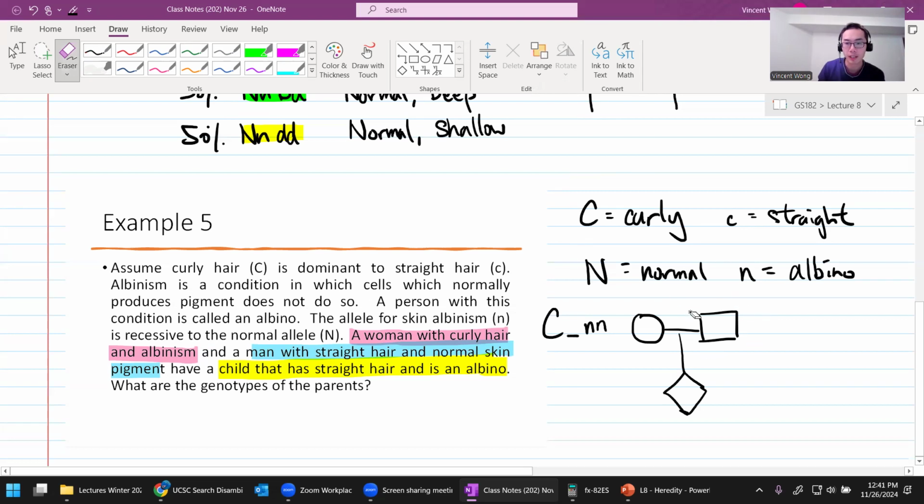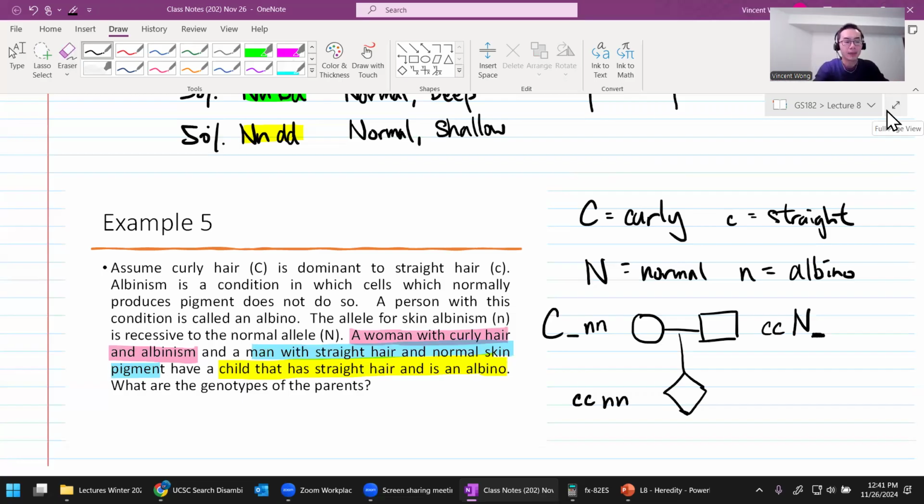Now, for the man, he has straight hair. Straight hair is recessive, so he must be small c, small c. And then he has normal skin pigment. Once again, we don't know if he is big N, big N, or big N, small n. It's one of them. Let's take a look at the kid. The child has straight hair, which is small c, small c, and he is an albino, which means it's small n, small n.